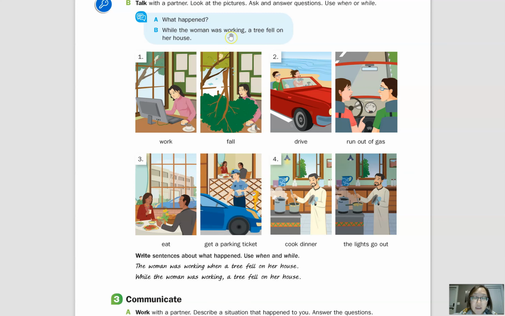So we can make the same question for each of these pictures. We can say, what was the woman doing when a tree fell on her house? Okay, what was the woman doing when a tree fell on her house? So if we were to answer with a short answer, we could just say, she was working. That's the short answer because that's also past continuous. Okay, so let's practice that for number 2. What can you ask for number 2 for the continuous activity?